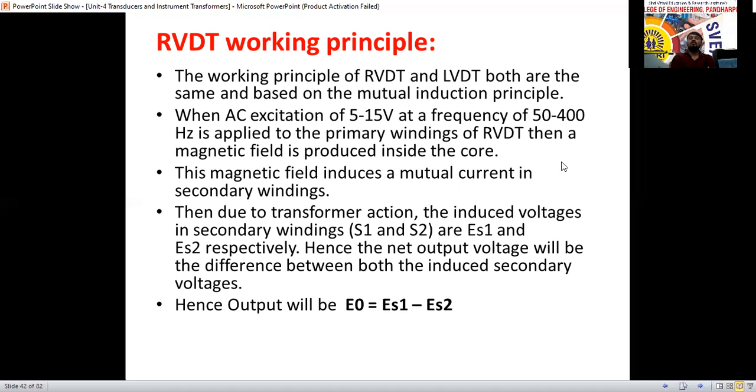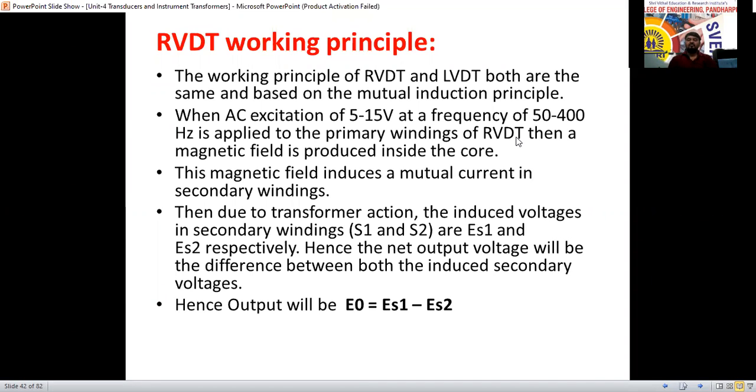The difference output of the secondary winding is the differential output. When an AC excitation of 5 to 10 volts at a frequency of 50 to 400 hertz is applied to the primary winding of the RVDT, we are providing the AC supply to the primary winding. Then a magnetic field is produced inside the core.